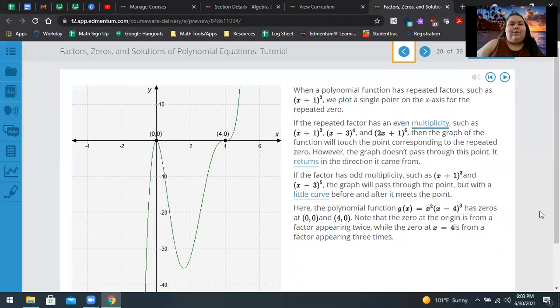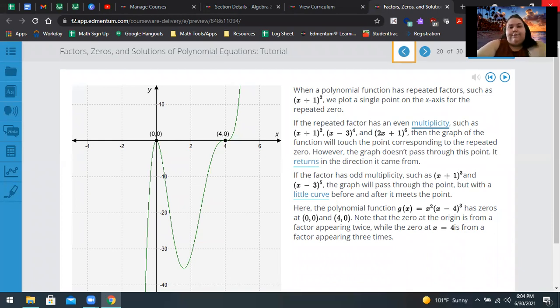All right, everyone, welcome back to the Factor Zeros and Solutions Polynomial Equations tutorial from the Algebra 2 Semester A class. We're going to go ahead and pick up where we left off from part 1 on slide 20. So now that we learned how factors are related to zeros and solutions, keep in mind we get our factors to find our zeros, which are technically also solutions, or in other words, our x-intercepts.